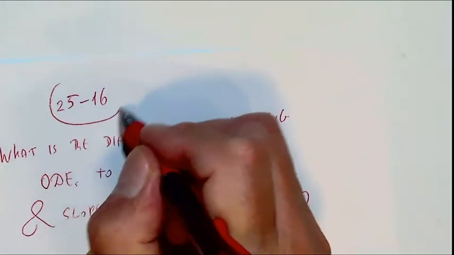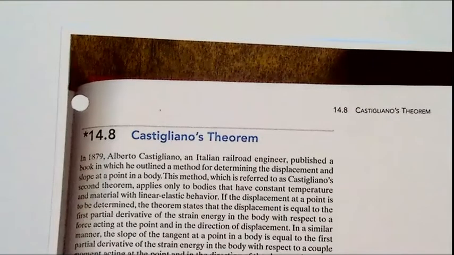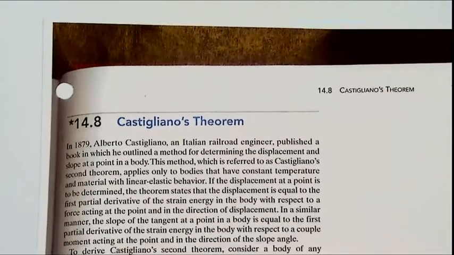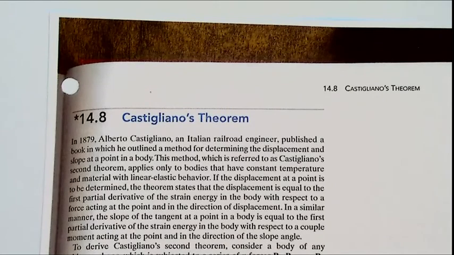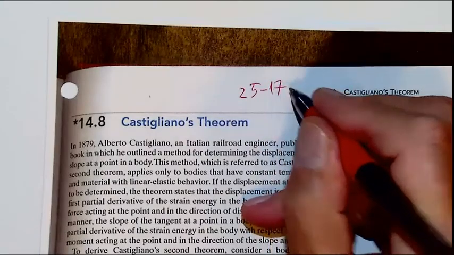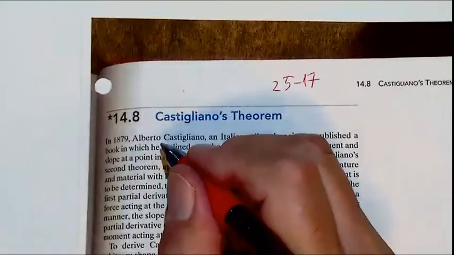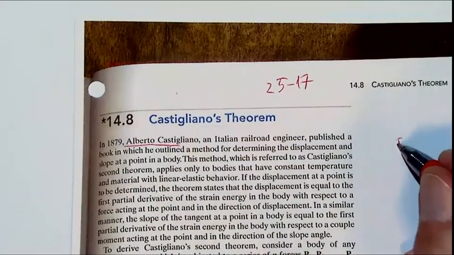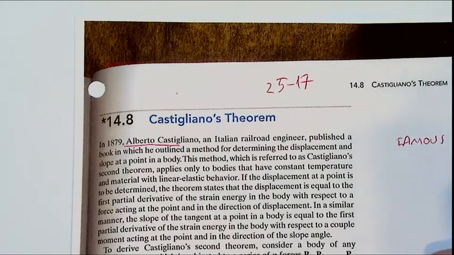2516. Now we are coming to the final topic, and I don't know whether I will be able to cover this. If I don't cover this, then next time on Thursday I will give just a very short lecture, which will cover only this material. 2517. Alberto Castigliano was a famous Italian engineer.